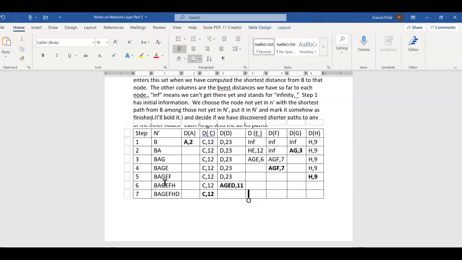HGE, that's better than the AG7 and AGE. I'm beginning to wonder why I took AG7. Oh, this should have been bolded. That's the problem. That one I took there.